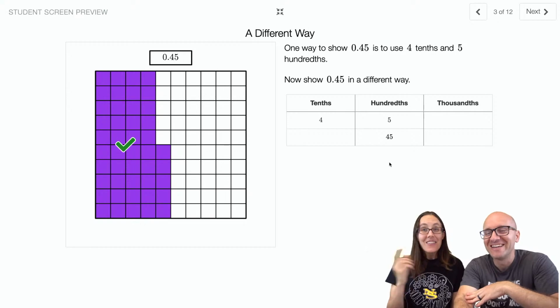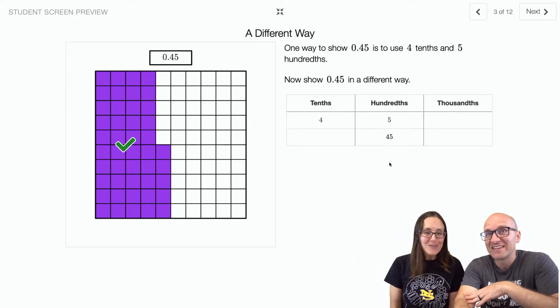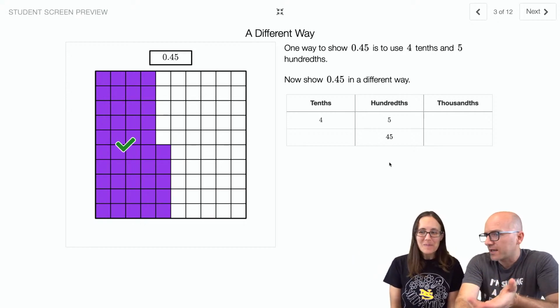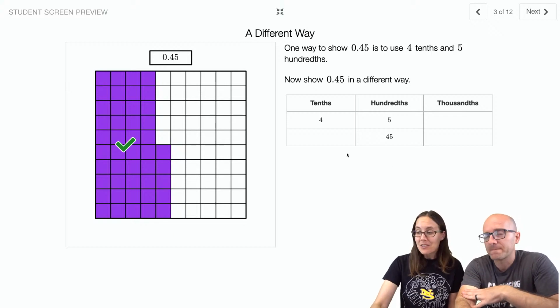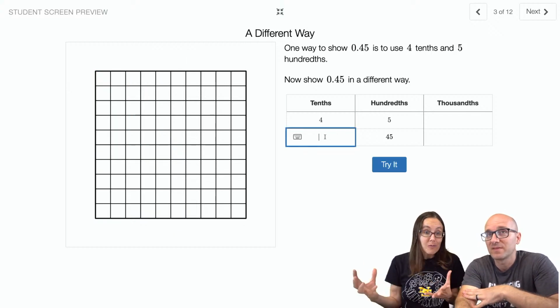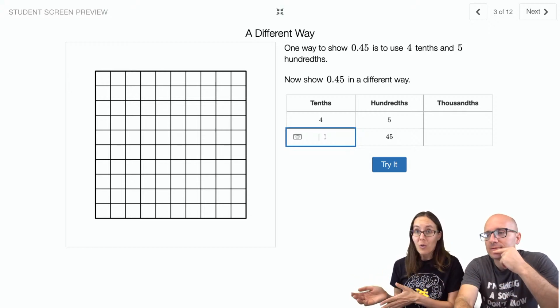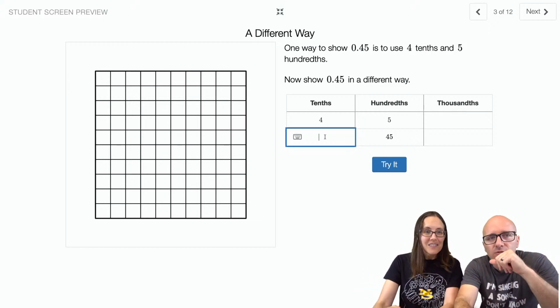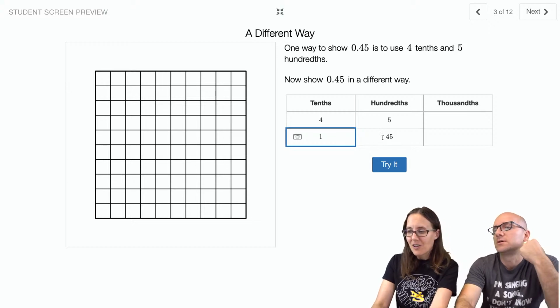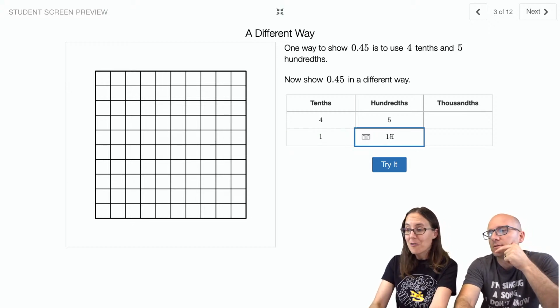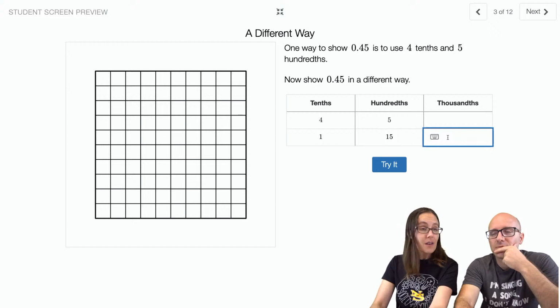But there are lots of different ways to do this. This is fun. That's right, and if you don't write anything, it just kind of counts as a 0, right? And then you can do different combos. Your screen doesn't have to be all green, all purple, or all red. Let's try Avery's suggestion of 1, 15, and 200. All right, so 1/10, 15 hundredths, and how many thousandths?